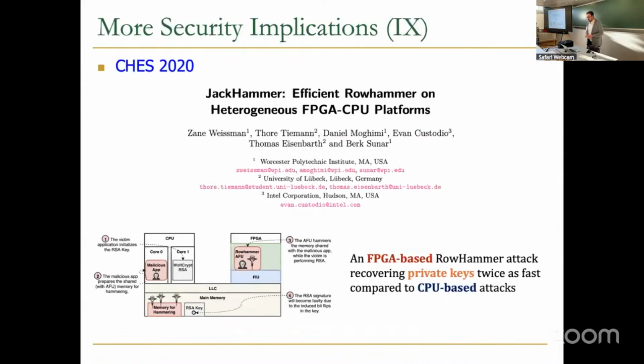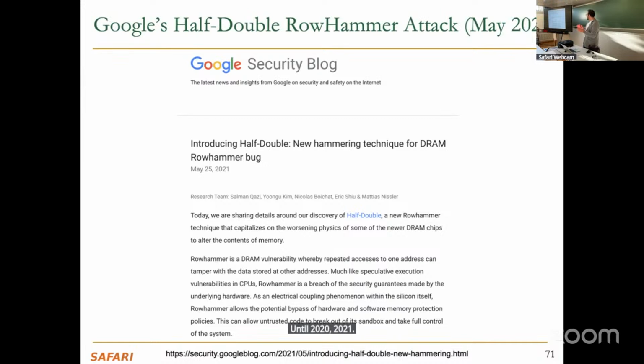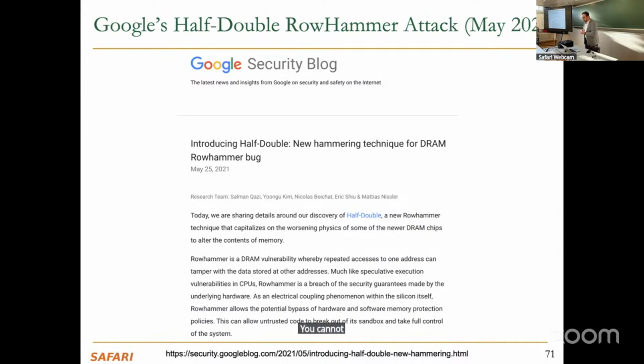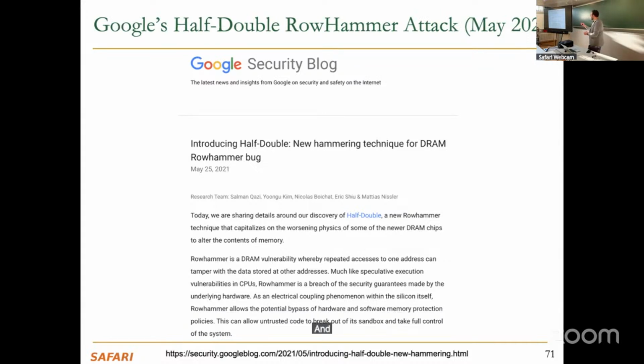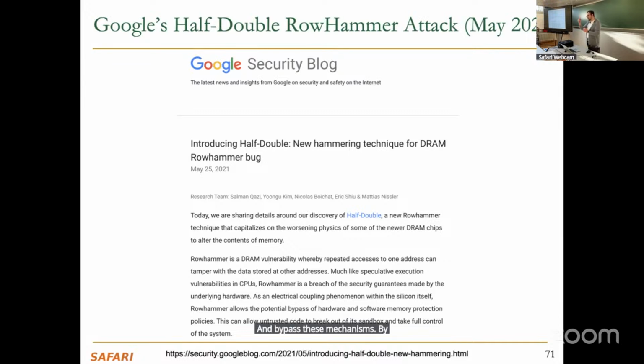Okay, maybe I should say this first. Until 2020, 2021, DRAM manufacturers started claiming that, okay, we put some countermeasures inside our DRAM chips, and now they're not RowHammer vulnerable at all. You cannot induce bit flips. And they put some very low cost and not super secure mechanisms inside their DRAM chips that we figured out later on. And this is another paper from Google, not from us. It's showing that you can do some tricks in your access pattern and bypass these mechanisms by reducing the necessary activation count to induce bit flips.